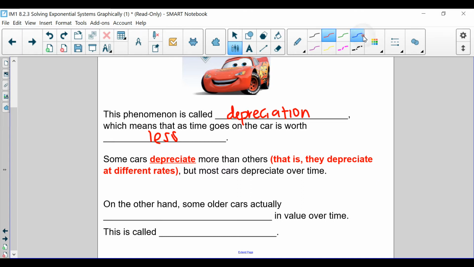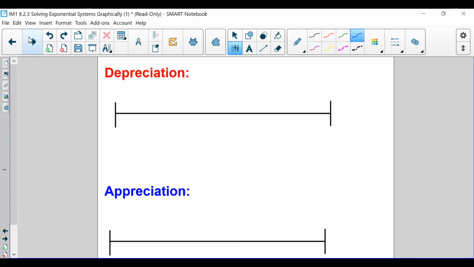But on the other hand, there are some older models of cars that actually increase in value over time, and this is called appreciation, where it's worth more. Alright, so now let's go ahead and talk about it in the context of a linear model.